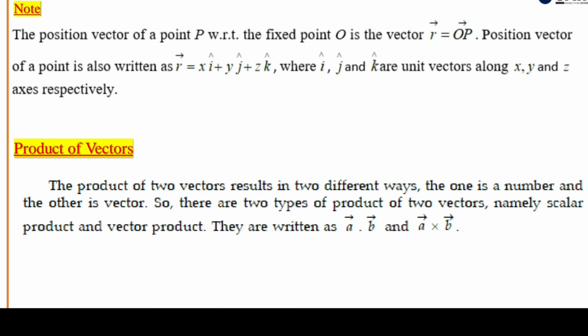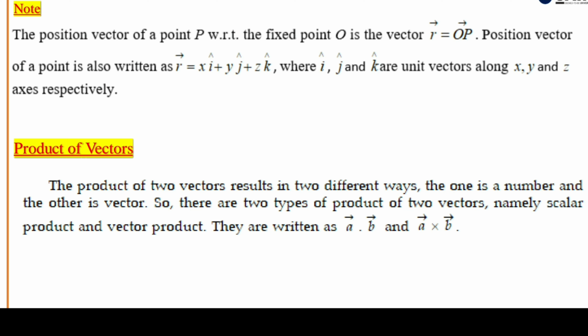Along the directions x-axis, y-axis, z-axis. The product of two vectors is given by, if there are two vectors, say a vector and b vector, where a vector is x1 i cap plus y1 j cap plus z1 k cap, and b vector is x2 i cap plus y2 j cap plus z2 k cap. Then how do we find the product of two vectors?